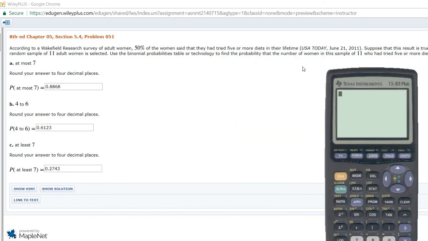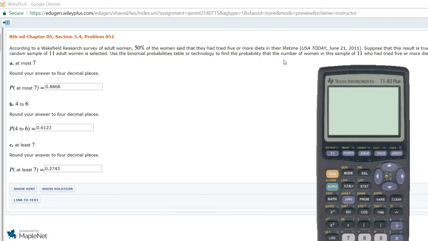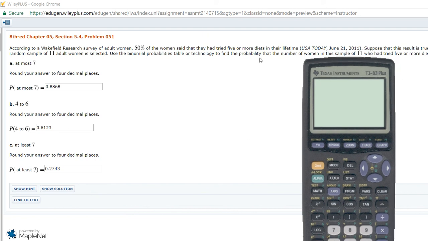Okay, we're looking at this problem where 50% of women said they have tried 5 or more diets. The result is true for the current population of women, and we're looking at a random sample of 11 women. We're going to use a binomial probability table to answer these questions. First, we can figure out the entire table for 11 women.